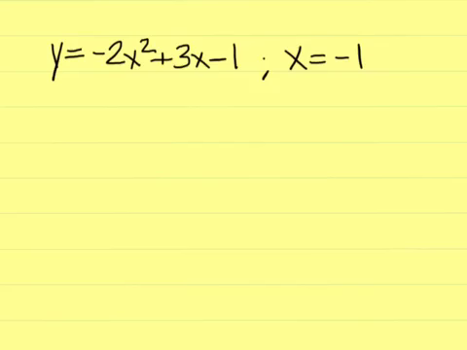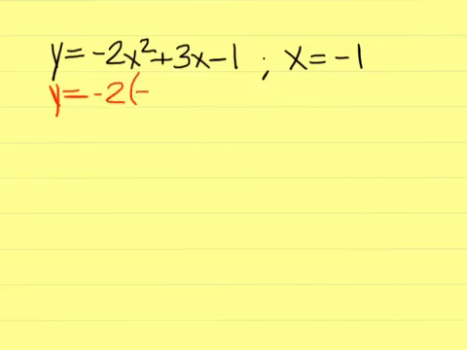The function is negative 2x squared plus 3x minus 1, and the given value of x is negative 1. We want to find a tangent line as we graphed yesterday, so I'm not going to graph all these out. But you graph it, and then you choose a value for which you want to find a tangent line, just like yesterday. So step number 1 is to plug in negative 1.